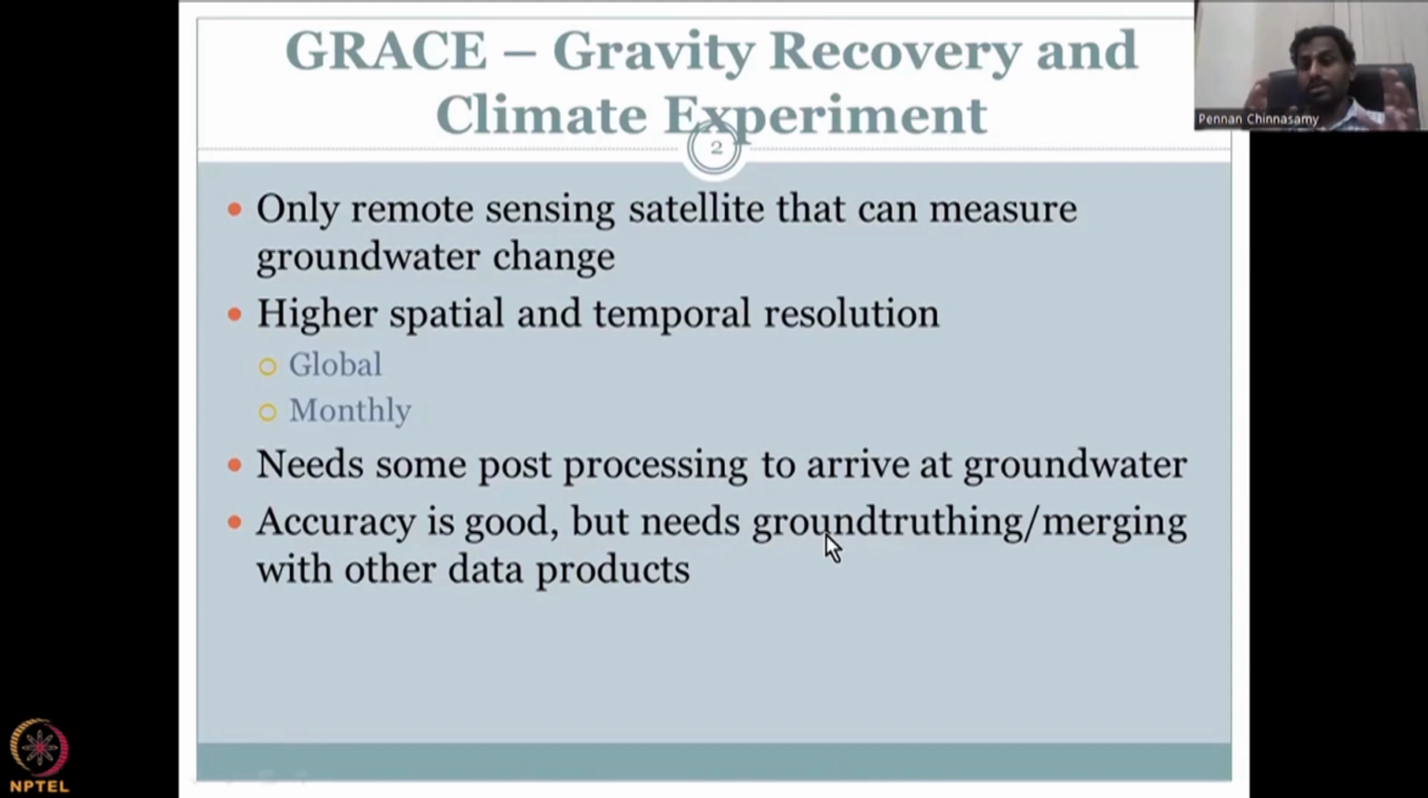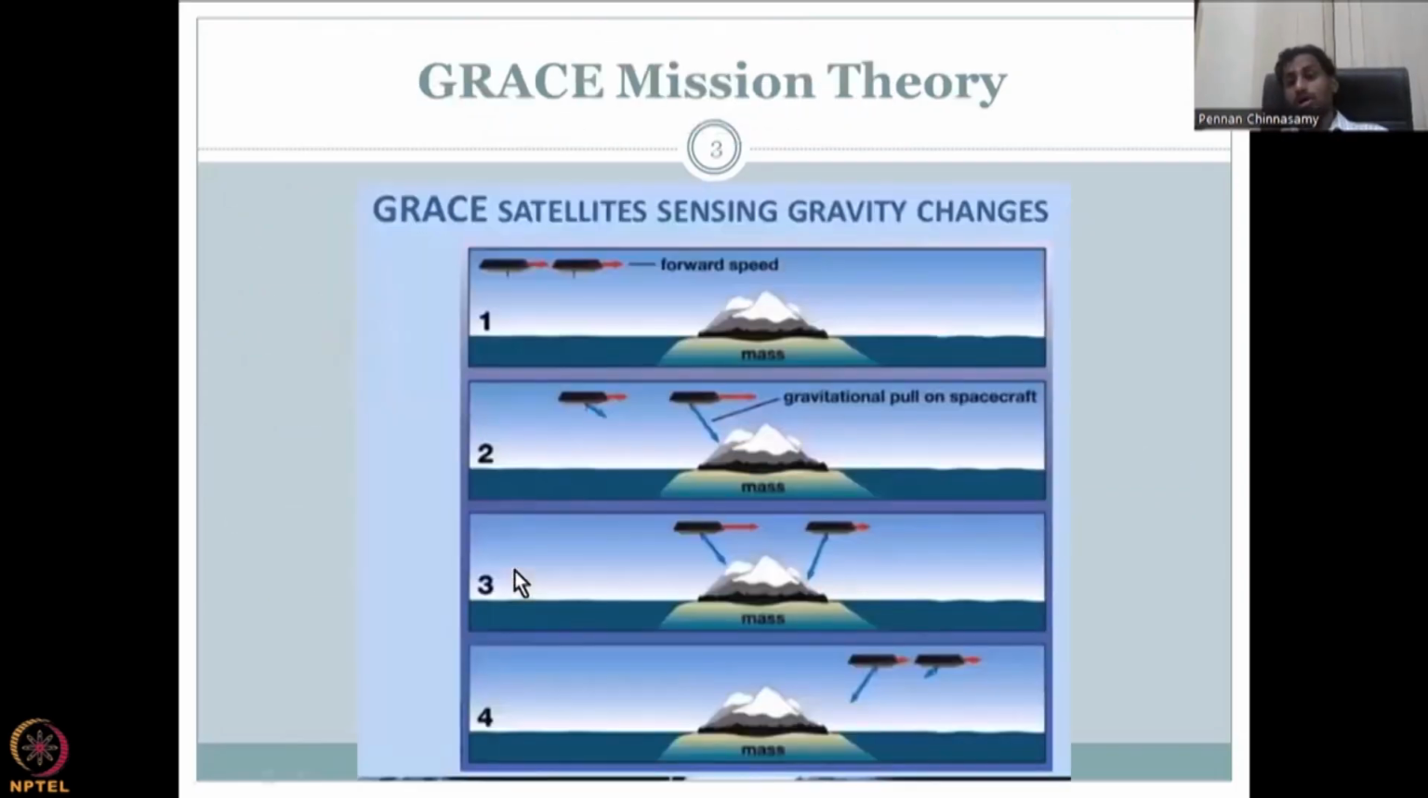So the good part here is that it is not going to compete with observation data. It's going to work in unison with observation data to produce good groundwater storage change values. Okay, I will show you the mission, how it works. Satellites are normally called missions. This GRACE mission theory is given by NASA.